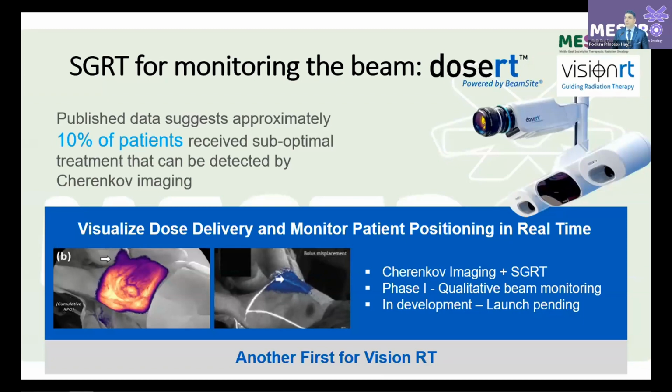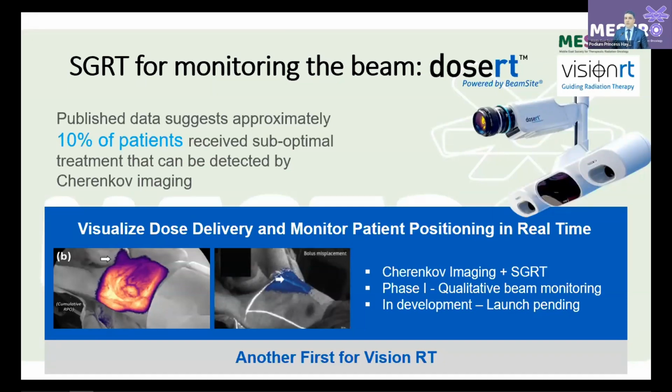SGRT for dose monitoring is also a new solution. It's called DoseRT. It uses the Cherenkov imaging effect when radiation enters or exits the patient's body. You can visualize the dose delivery and the fluence directly on the patient's body, and we'll be able to monitor how the dose delivery was going on the patients and also analyze it retrospectively afterwards.